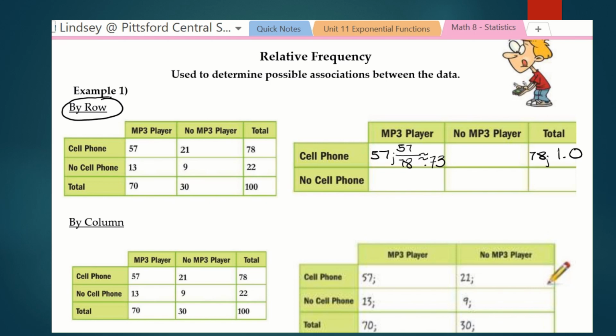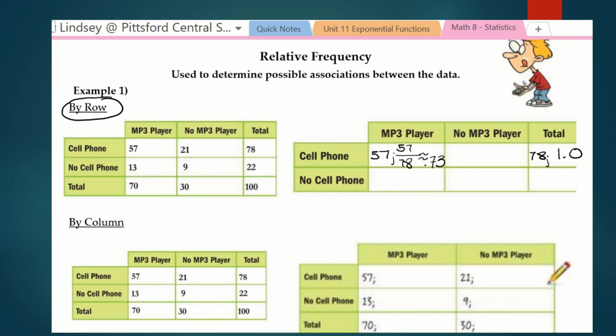So out of 1.0, out of all students that own a cell phone, 0.73 of that 1.0 have a cell phone and MP3 player. If we look at this as a percent, we can take that 0.73 and turn it into a percent by multiplying it by 100. So that's kind of the same thing as saying 73% of kids that own a cell phone also own an MP3 player. So again, just a different way of looking at our data that we had collected originally.